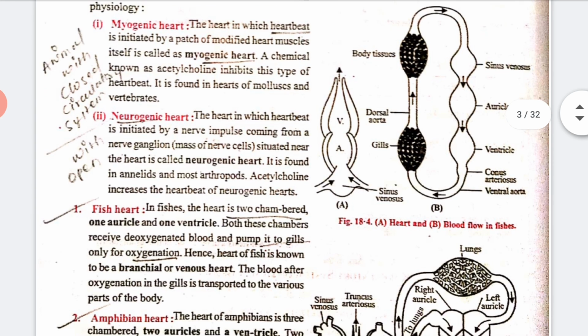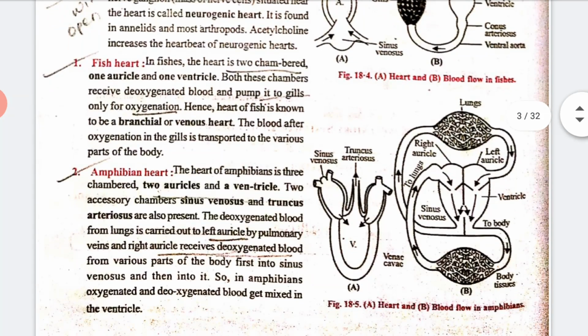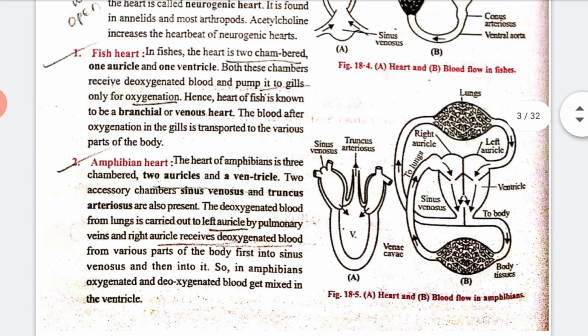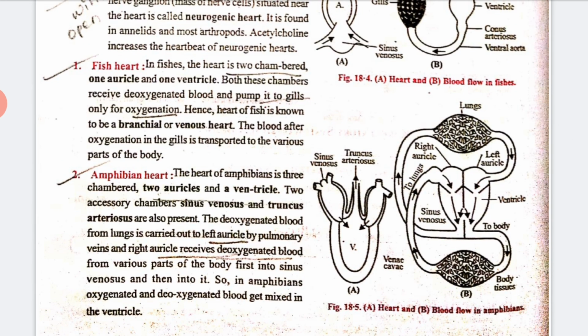Now let's talk about the fish heart. Which type of heart is present in fishes? In fishes the heart is two-chambered, with one auricle and one ventricle. Both chambers receive deoxygenated blood and pump it to the gills for oxygenation. Hence the heart of fish is known as a branchial or venous heart, and the blood after oxygenation in the gills is transported to the various parts of the body.